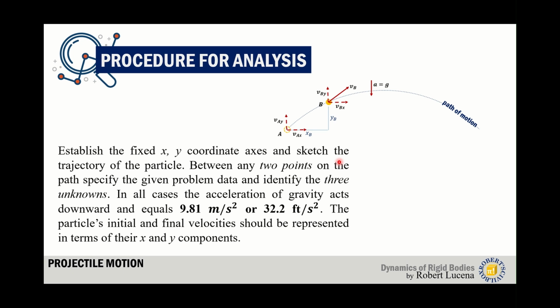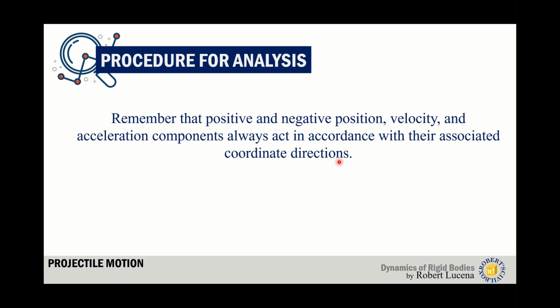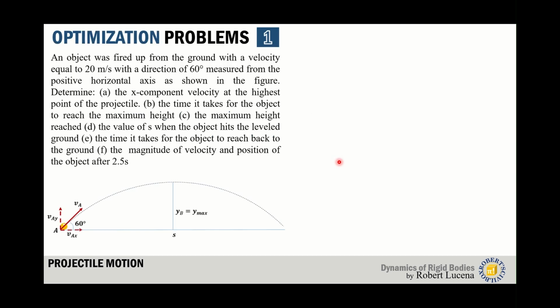The particle's initial and final velocities should be represented in terms of their x and y components, like we do in the general curvilinear motion analysis. Remember that positive and negative position, velocity, and acceleration components always act in accordance with their associated coordinate directions. Let's have a sample problem here.